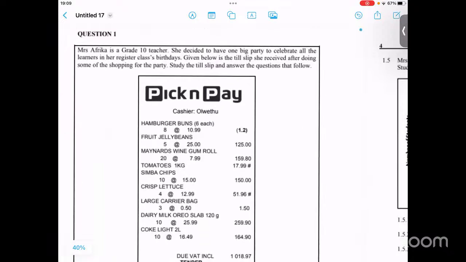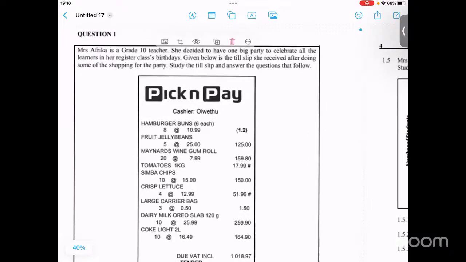Okay, this is the question. They say Mrs. Africa is a great teacher. She decided to have one big party to celebrate all the learners in her registered class birthdays. Given below is the till slip she received after some of the shopping for the party. Study the till slip and answer the questions. Mrs. Africa is a grade 10 teacher and she decided to have one big party to celebrate all learners in her registered class birthdays. Given below is the till slip she received after some of the shopping for the party. Study the slip and answer the questions.